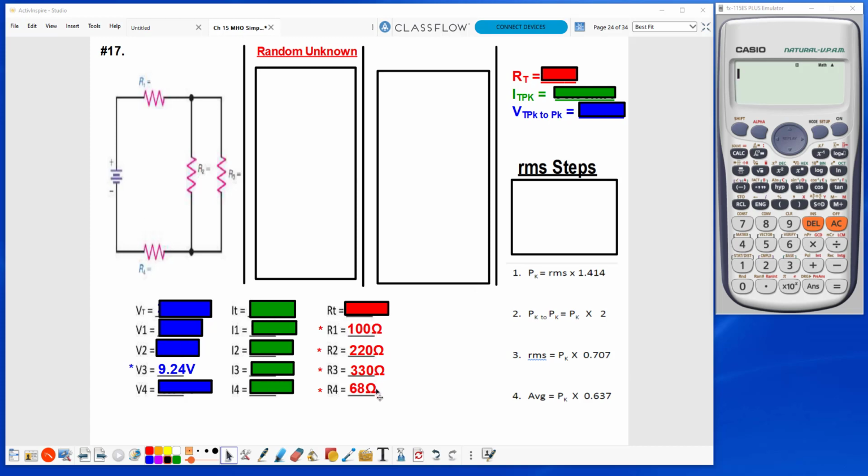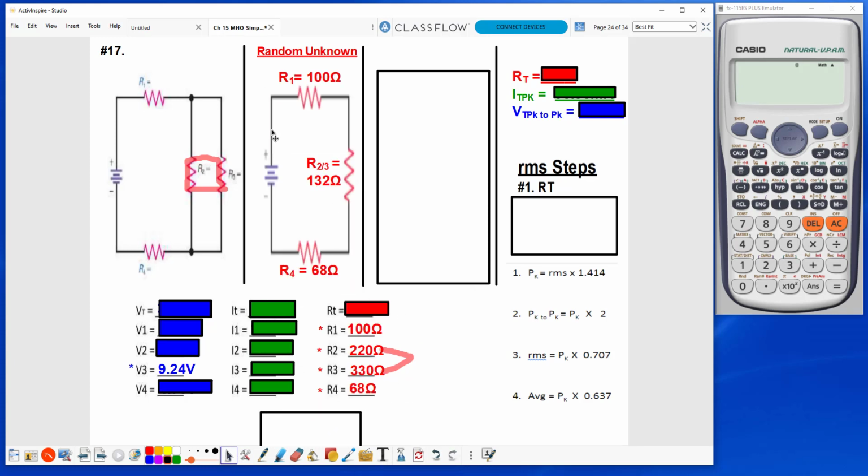Now, since we do have all of our resistors, we can still go ahead and find RT first if we would like. That is our first of the RMS steps. So we see here again that R2 and R3 are in parallel. So I'm going to combine R2 and R3 using the reciprocal formula, and I'm just going to bring R1 and R4 straight over for right now. So this gives me R1 of 100 ohms, R23 of 132 ohms, and R4 of 68 ohms in series.